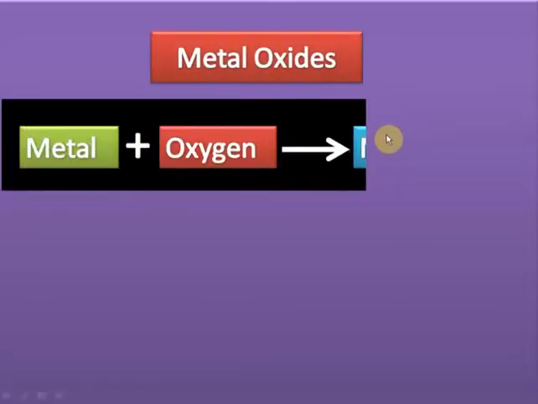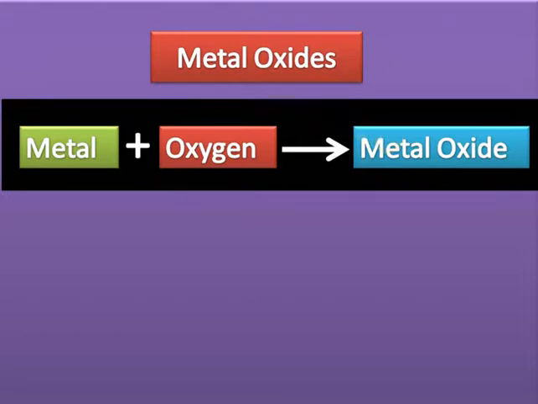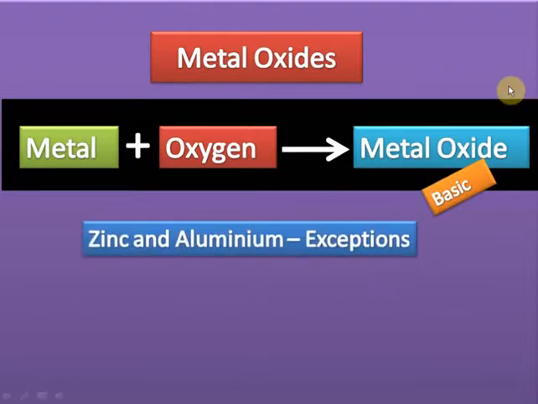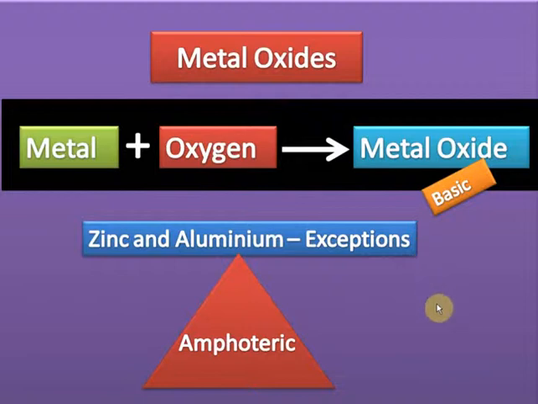We had learnt that when a metal reacts with oxygen, it forms the metal oxide. Of course, metal oxides in general are basic in nature. We had learned that too. So they turn red litmus blue. We had learned that zinc and aluminium were exceptions and they form amphoteric oxides.